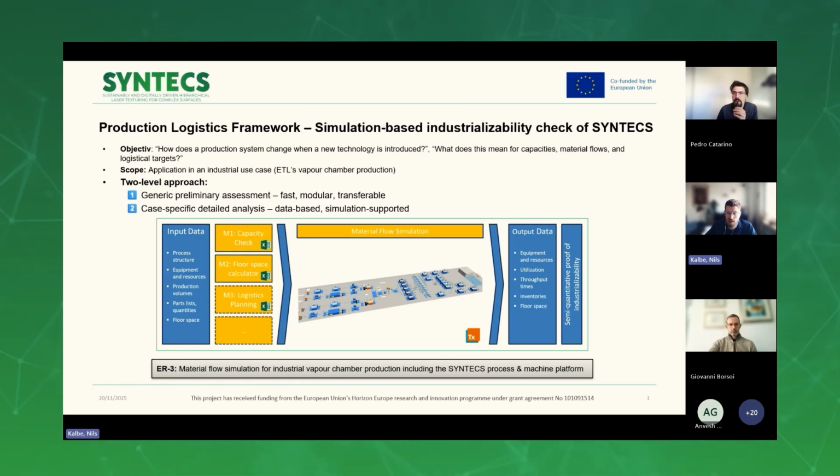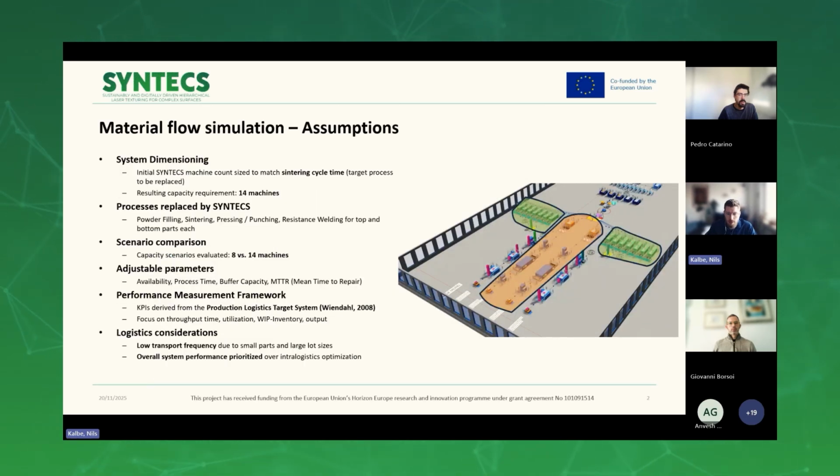We took a two-level approach, where we first start with a generic assessment of the production system, like capacity checking, floor space calculation, logistics planning, and more. In more detail then, after this step, we took the material flow simulation, which should be the focus of my presentation today. So let's see. Let's start with some assumptions we made.